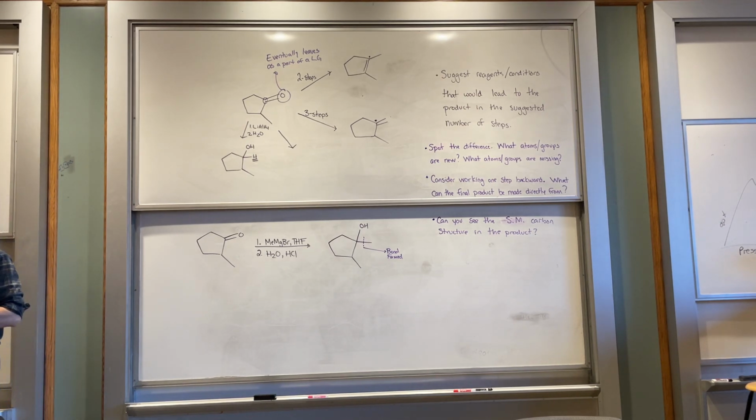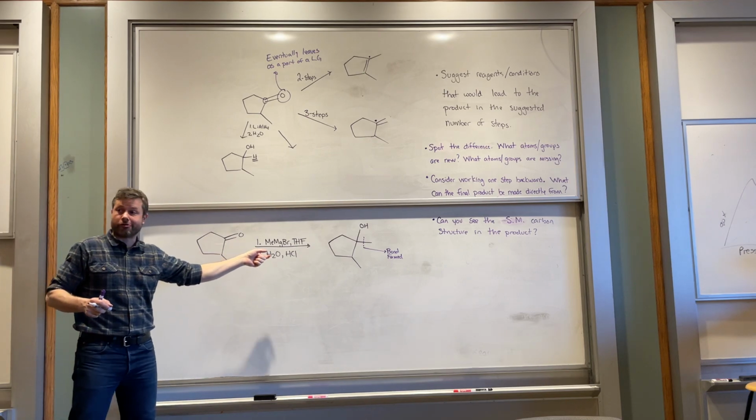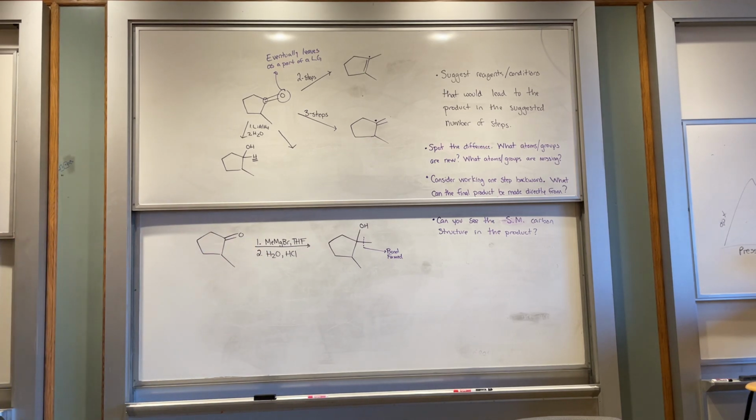Any questions? Everybody's comfortable with the mechanism, seeing how the Grignard adds to the ketone? Yep. Okay. So where do we go from here? So let's focus on the top synthesis, right? We only have two steps, and we figured out what one of them is already. So how would we get to that product of the two-step synthesis from here?